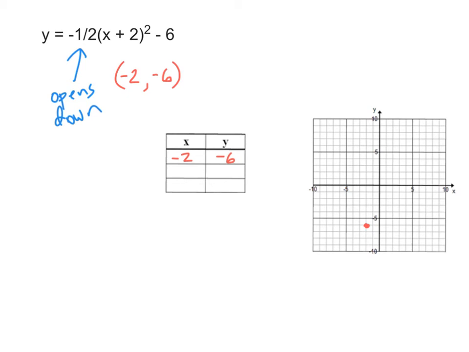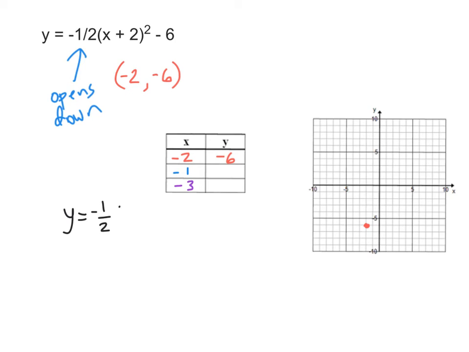If we simply choose an x value to the left and to the right of this point right here, we can graph our parabola. So how about -1 as one of our x values, and then maybe we could use one to the left of that, which would be here, and that's at -3. So we'll use -1 and -3. We'll put those into our equation and find the corresponding y value. This time I'm just going to go ahead and show that work.